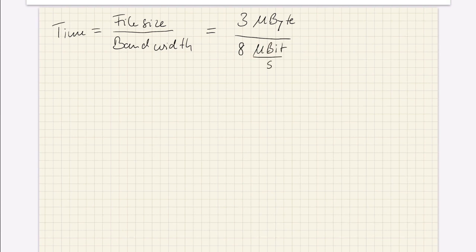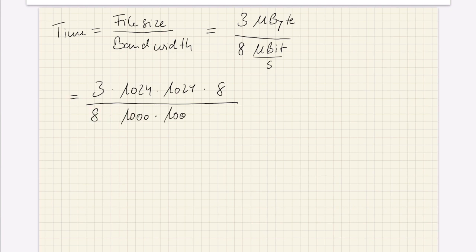And now it gets a little bit complicated because we have byte and we have bit, and mega has, as you remember, different kinds of meanings. So we have to first normalize it and bring everything to bit. We do it as follows. We say 3 MB is equal to 3 times 1024 times 1024 times 8 divided by 8 times 1000 times 1000. Here we have now bit, and here we do have bits per second.